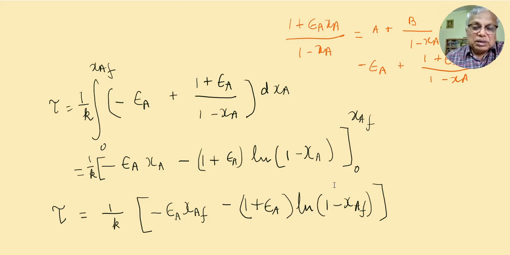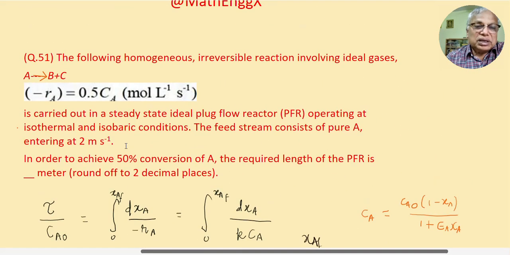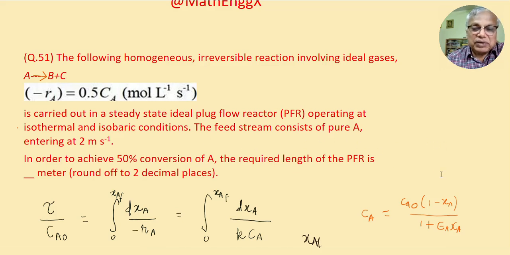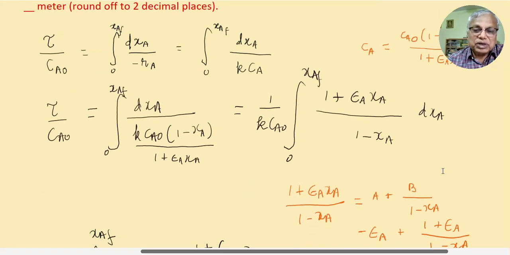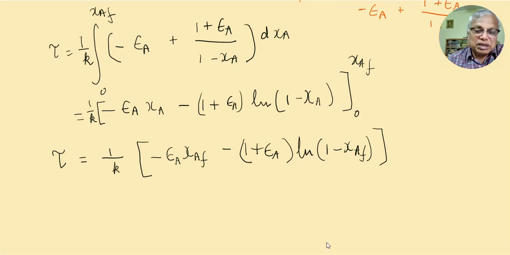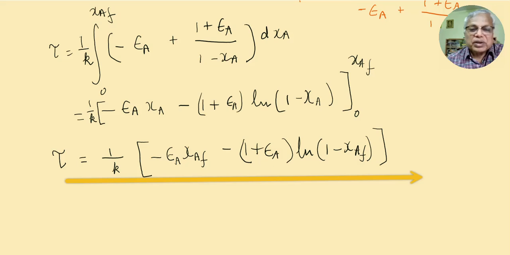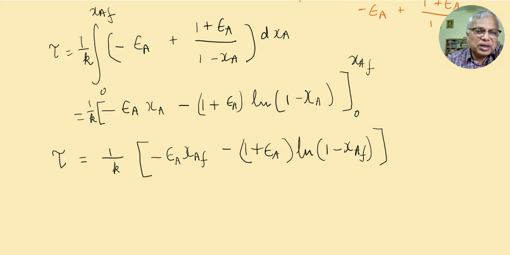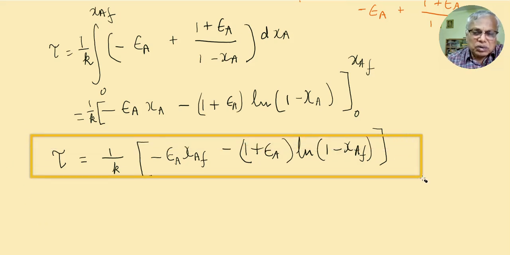For a first order gas phase, variable volume reaction taking place in a PFR, plug flow reactor, the final integral equation is tau equal to 1 by K into, both the terms are minus epsilon A XAF minus 1 plus epsilon A into ln 1 minus XAF. Now let us substitute the values.